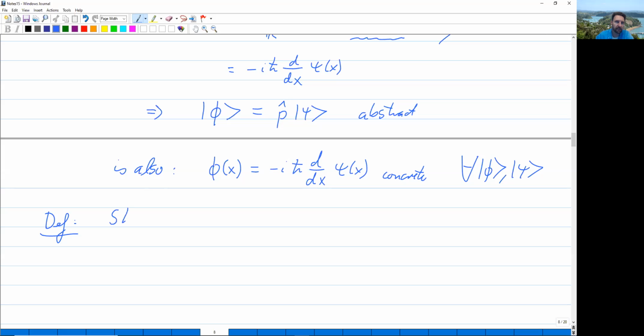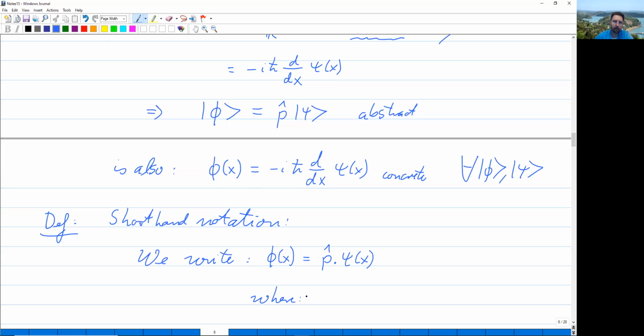So, shorthand notation. We write that phi of x is equal to p hat dot psi of x, where p hat dot is equal to minus i h bar d by dx.